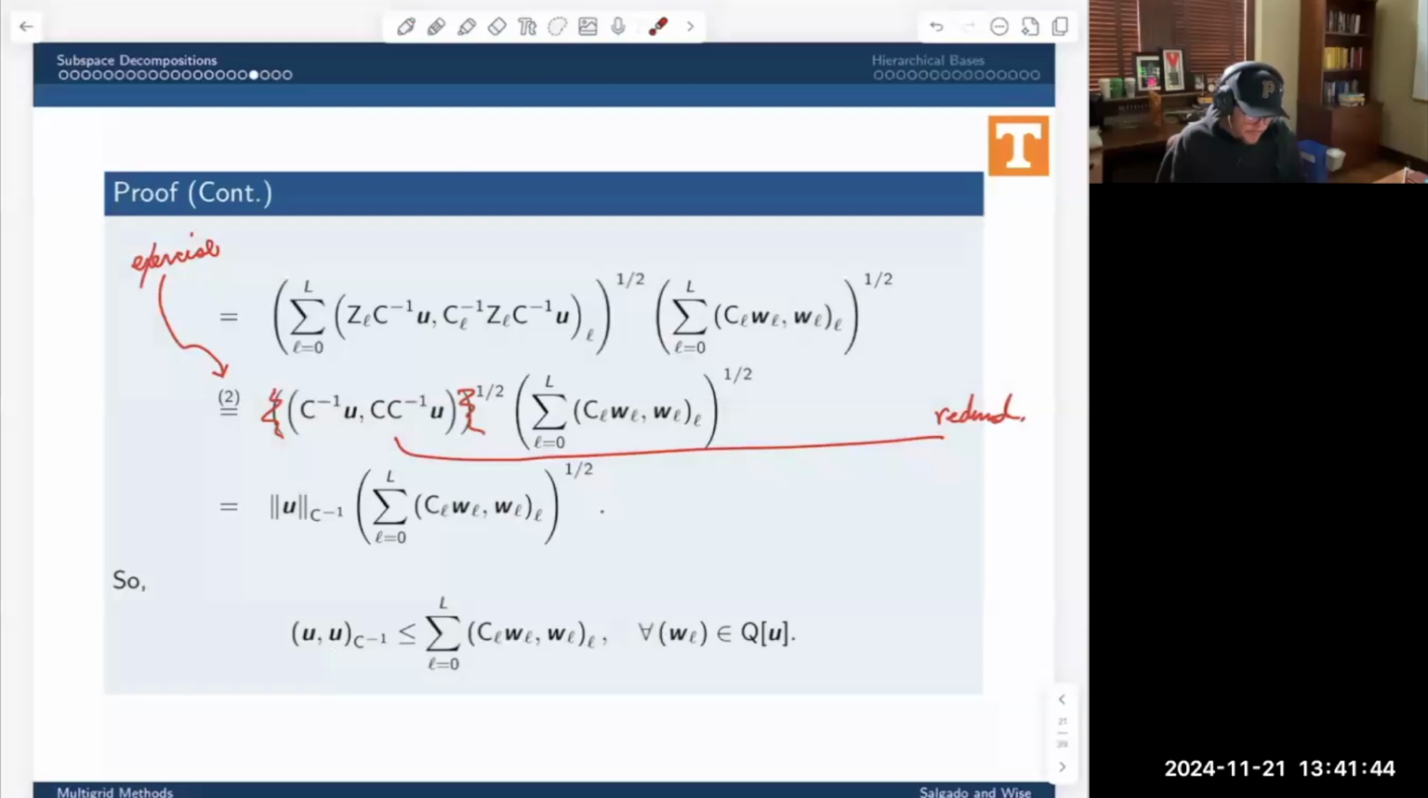Then once I cancel this, I'm going to square both sides. And so the thing which was a norm becomes back to an inner product, and this square root goes away. Okay, so when I square both sides, I end up with this. Now this holds for all W_L in the Q class. So it didn't matter what W_L I used. If W_L was unique, then I'm done already.